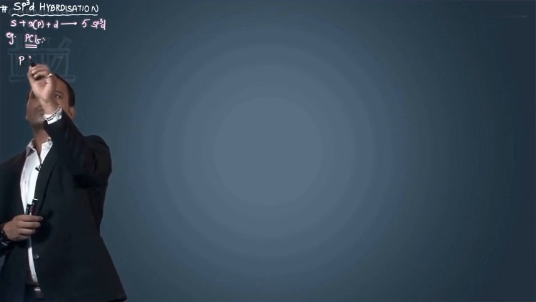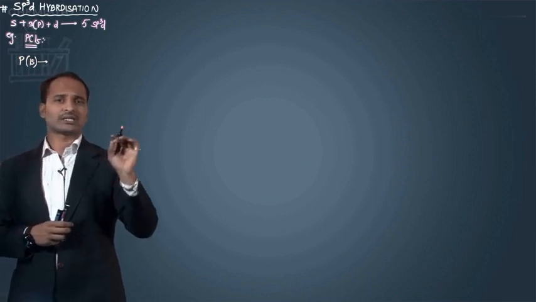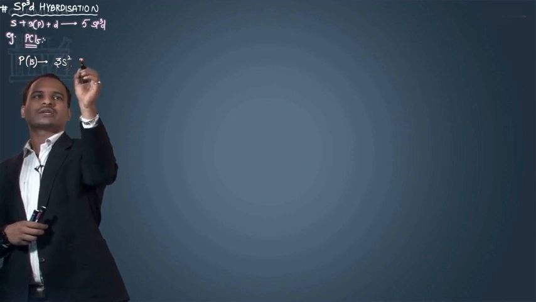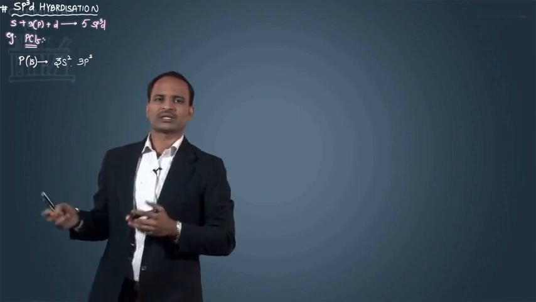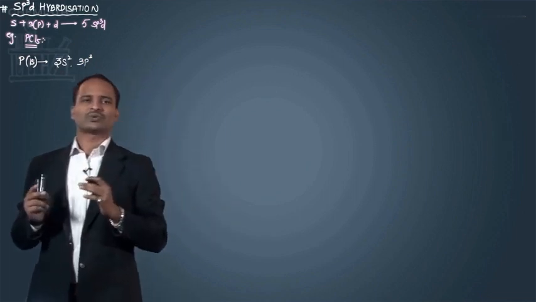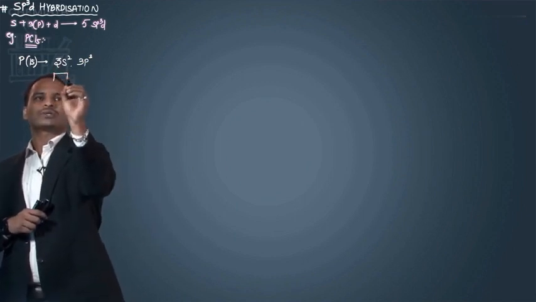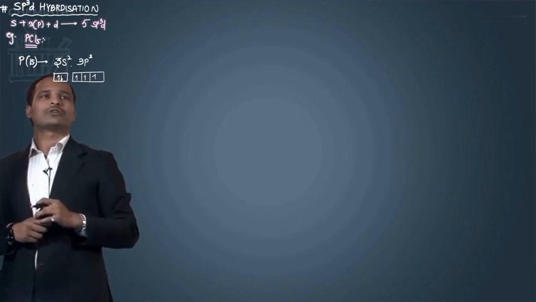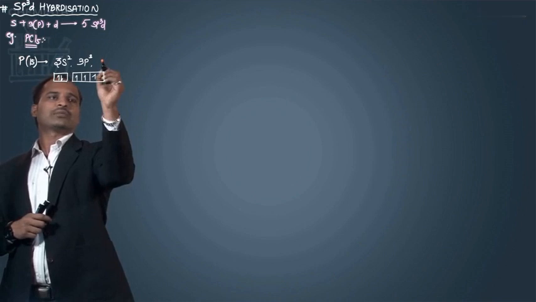The phosphorus here, whose atomic number is 15, has the electronic configuration 1s2, 2s2, 2p6, 3s2, 3p3. I'm just writing the outermost shell configuration, that is 3s2 and 3p3, because while talking about hybridization we don't consider the electrons from the inner shell. So s has 2 electrons and p has 3 electrons. The total number of half-filled orbitals is 3, but phosphorus is forming 5 bonds. It means there is a 3d orbital also.